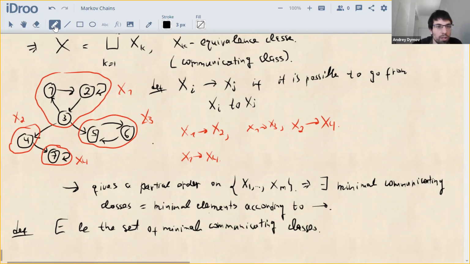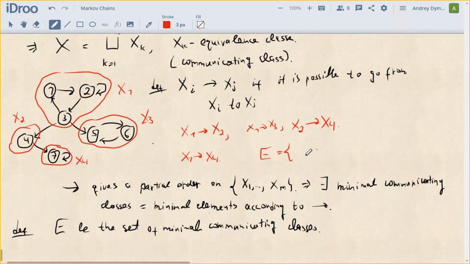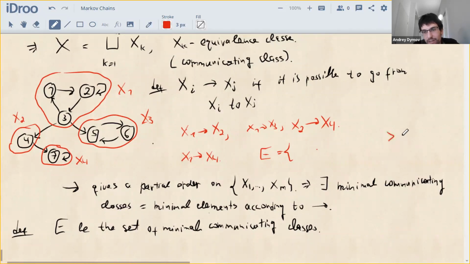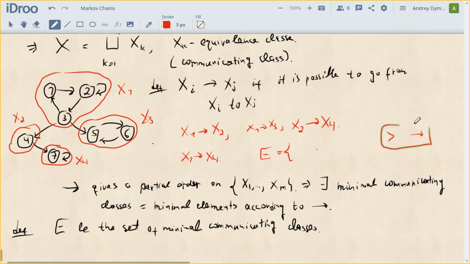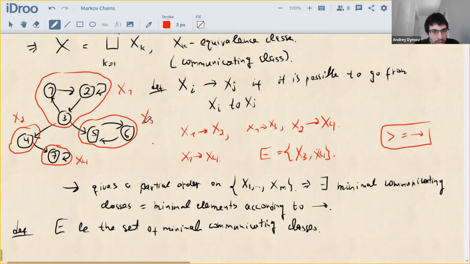In our example, who are minimal communicating classes? Guys, who are minimal classes? No, minimal in the other direction. So I say that up like that. Then it is x3 and x4, right? These are minimal guys, x3 and x4. These sets are the sets where you arrive and then you live there. Since once you arrive to the set x3, then you live there forever. The same is true with the set x4, which actually consists of the unique state.